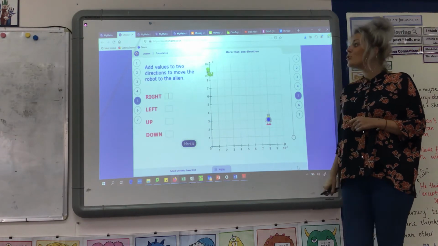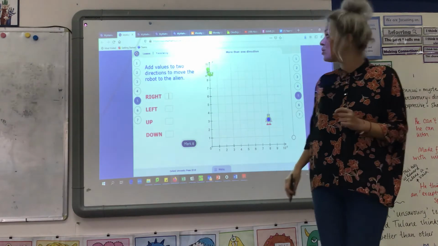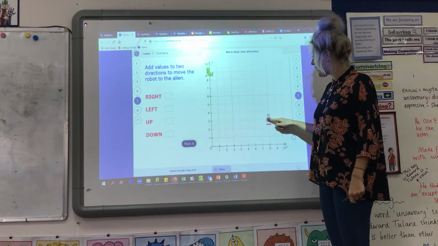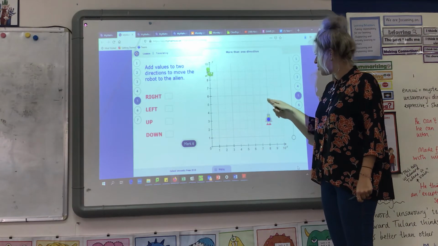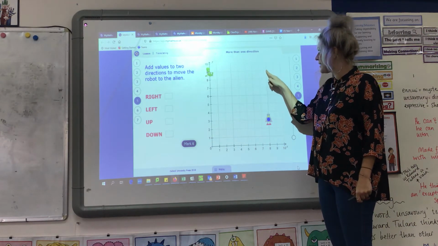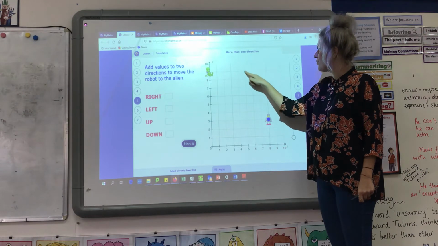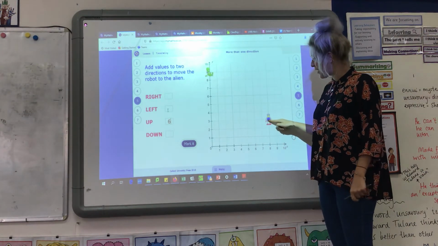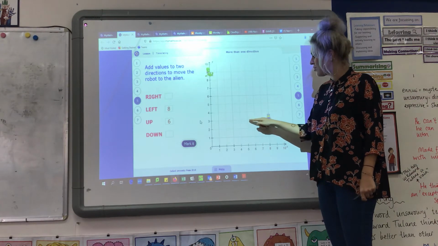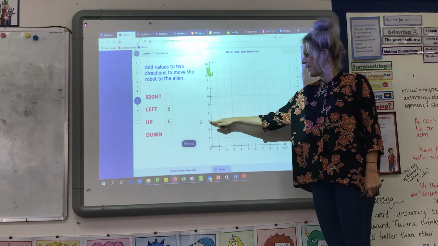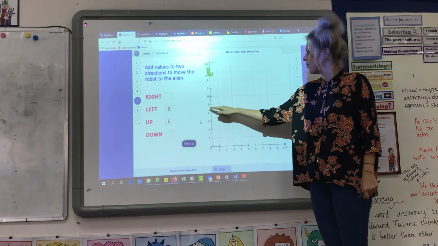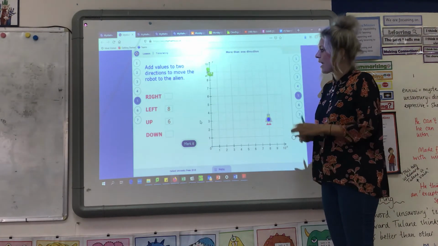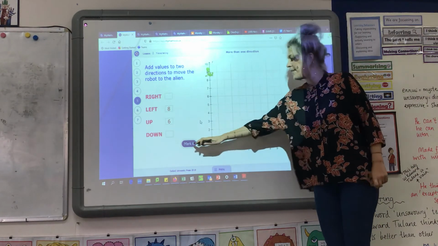Add values to 2 directions to move the robot to the alien. So we can either go up 1, 2, 3, 4, 5, 6 and left 1, 2, 3, 4, 5, 6, 7, 8. Or we could go left 8 and then up 6. It doesn't matter, as long as we have an 8 in the left box and a 6 in the up box.